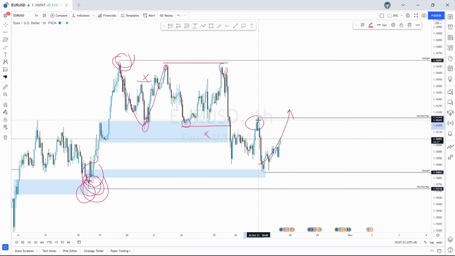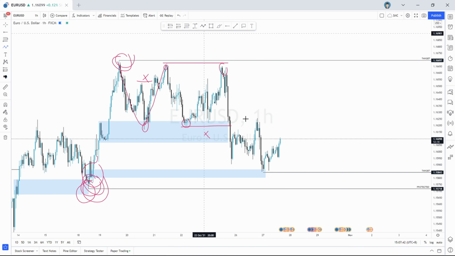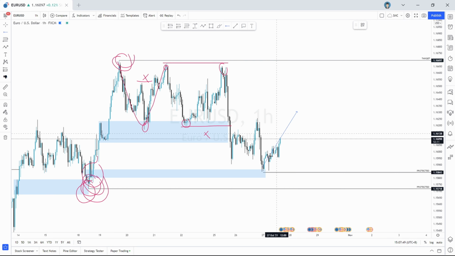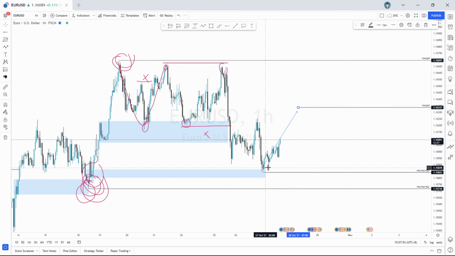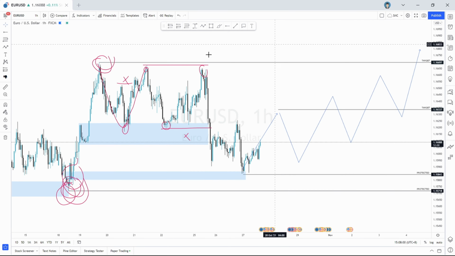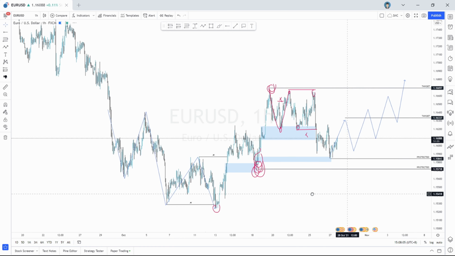Now, if we see price break this protected point, now we can shift our bias. Let's just draw this out. If price broke that protected point, now instead of this being our target, we can shift it. This is our protected, now this is our target. Now we can expect price to do a pullback, then continue to the upside, hence following the overall structure, the larger time frame structure.